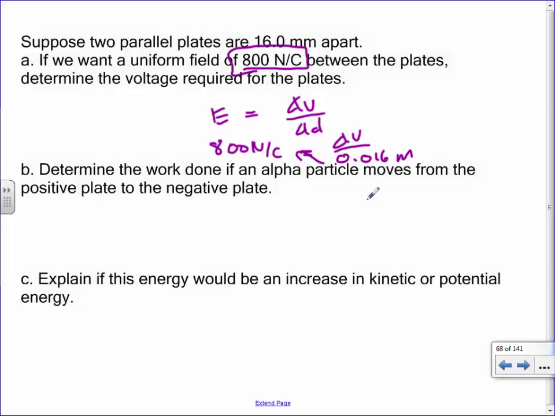800 times 0.016 gives me a voltage of 12.8 volts. So what does that mean? It means that if you want to have this amount of strength between the plates in your battery, you better apply a voltage of basically a 12 volt battery. So far so good. Now it's pretty straightforward. It's just plugging into a formula.